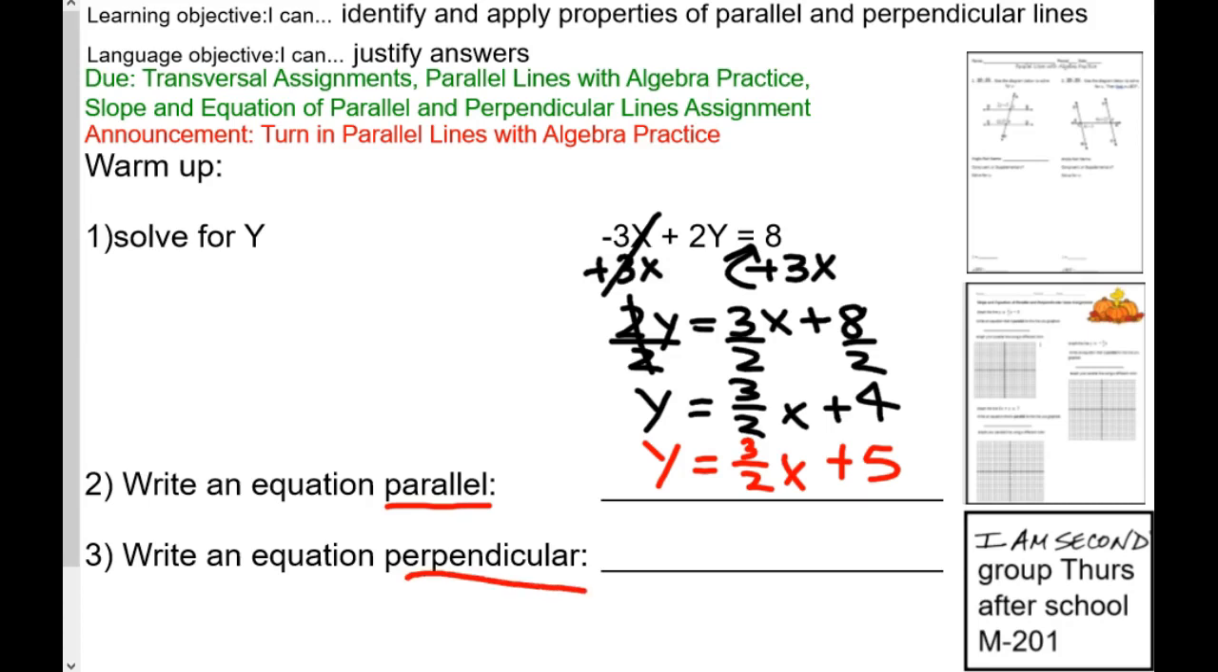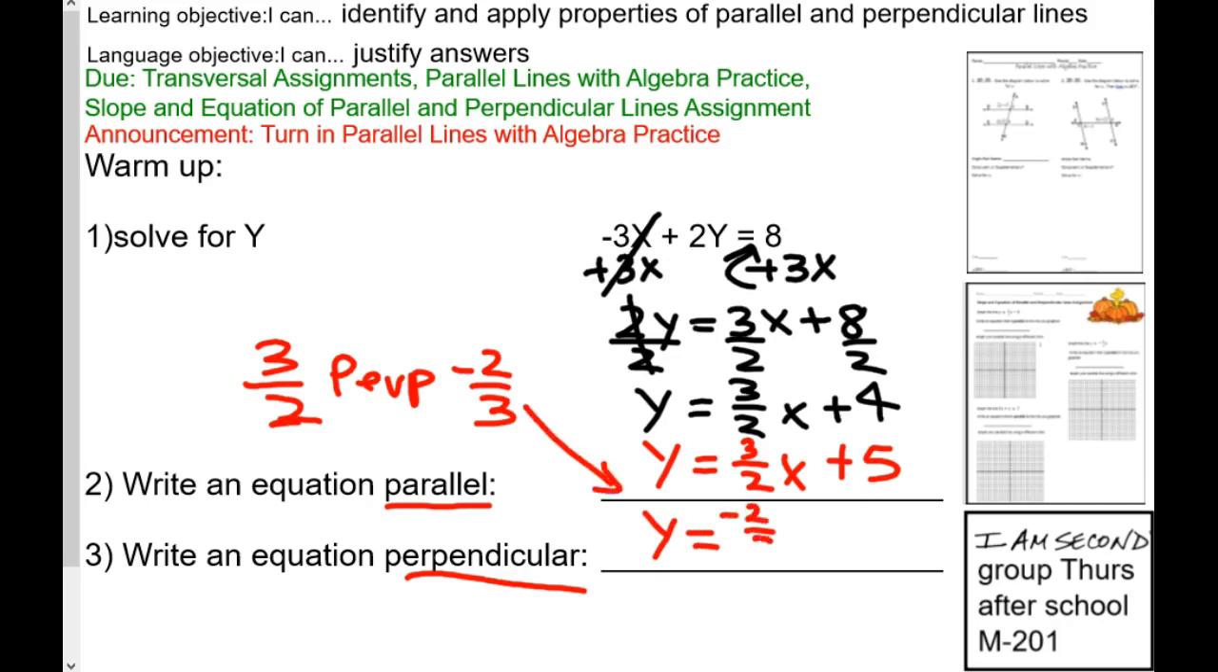Perpendicular. Now what 2 changes are going to happen to 3 over 2? Okay, it flips over and the sign changes, right? So this positive 3 over 2 becomes a negative 2 over 3. So when I write my equation, y equals, I got to use this slope. Negative 2 over 3x.